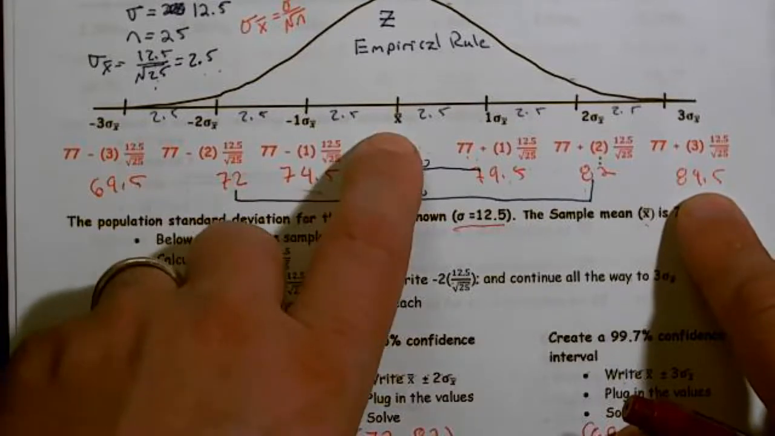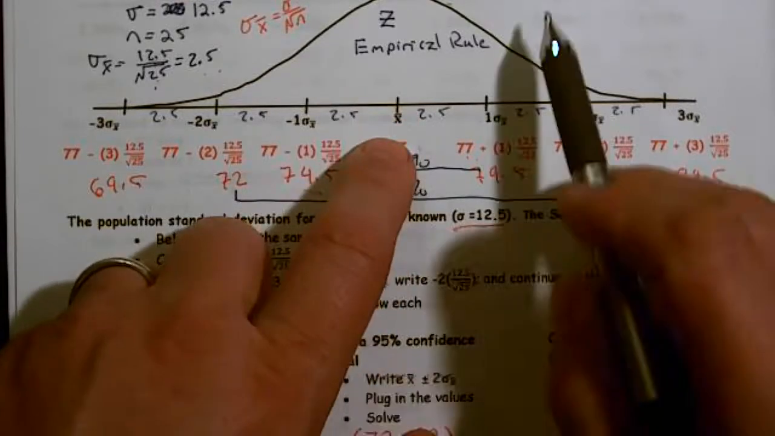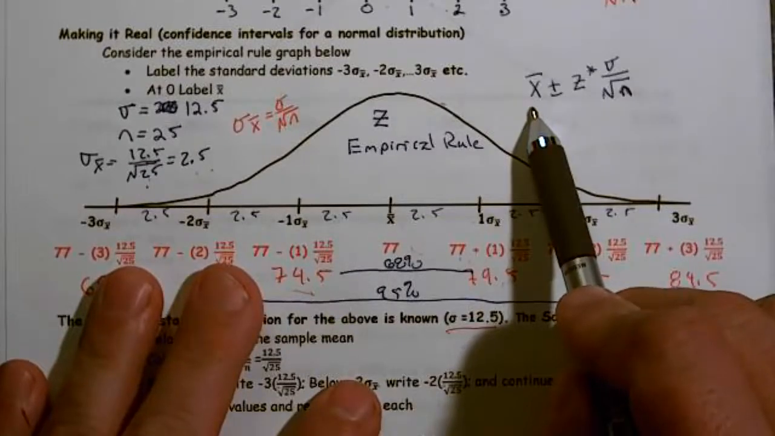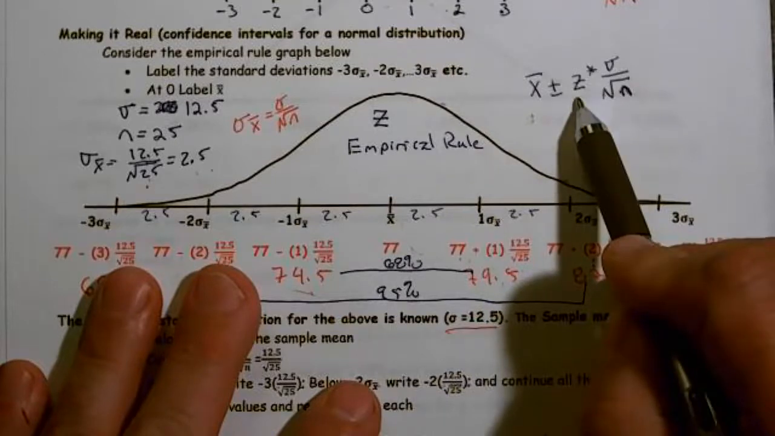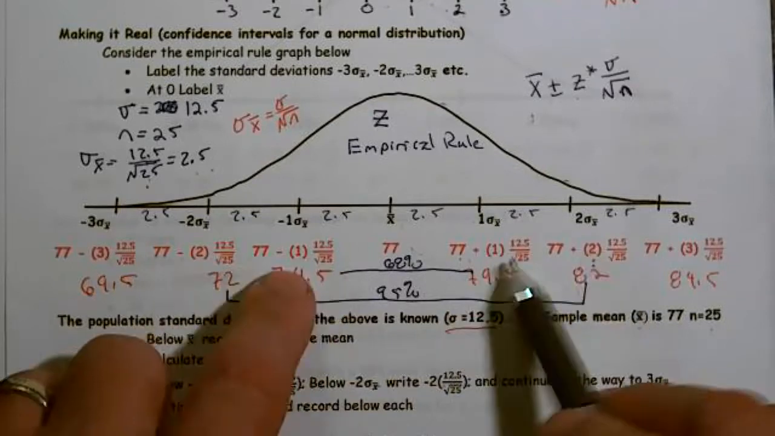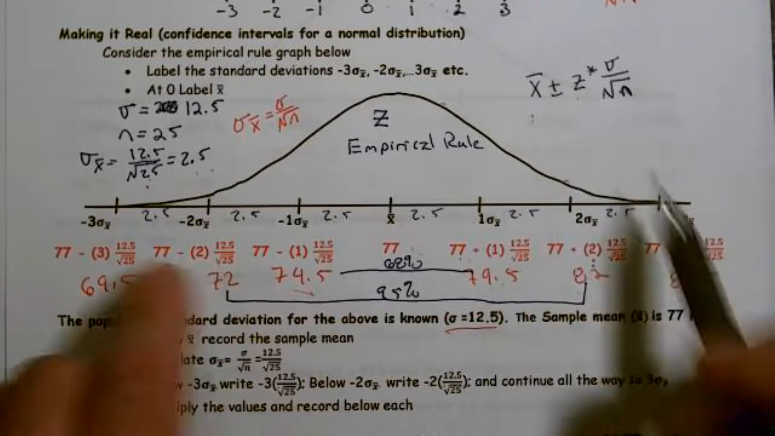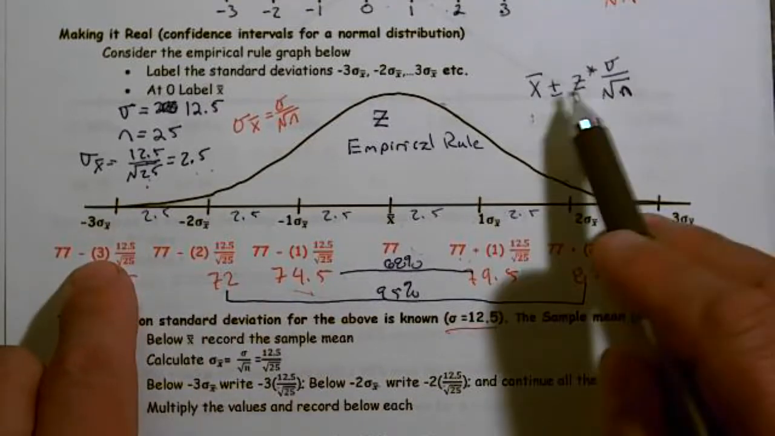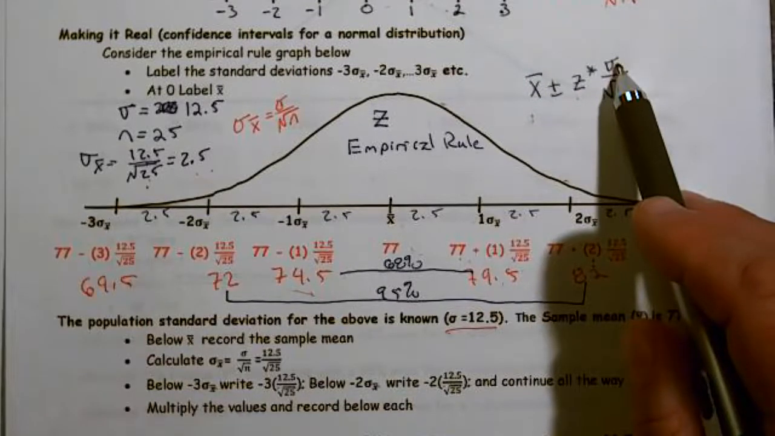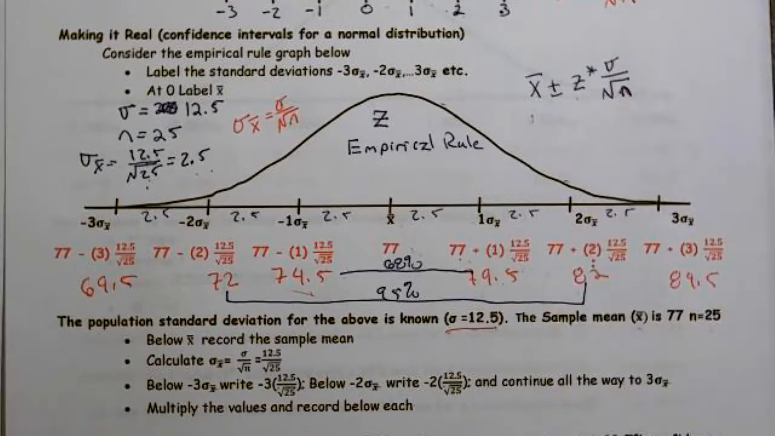Notice X bar is always going to be in the center every single time. That's what our formula says: X bar is going to be the center of every confidence interval. Z star is our confidence level. So if we're 68%, this would be a 1. If we're 95%, this would be a 2. If we're 99.7%, this would be 3 standard deviations. And we already said that this was going to be 12.5 divided by the square root of 25.